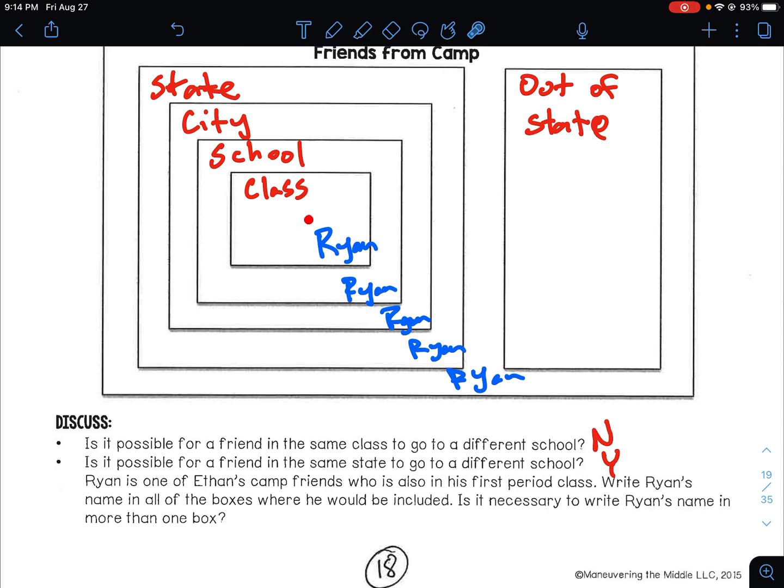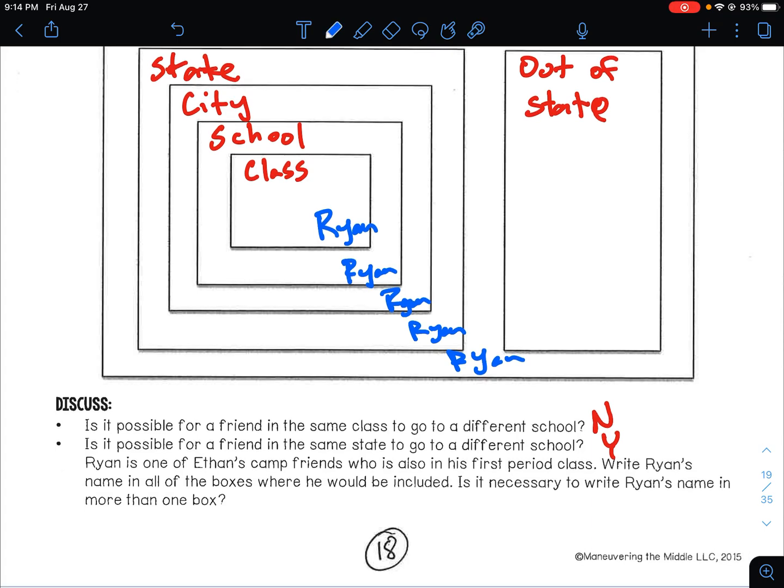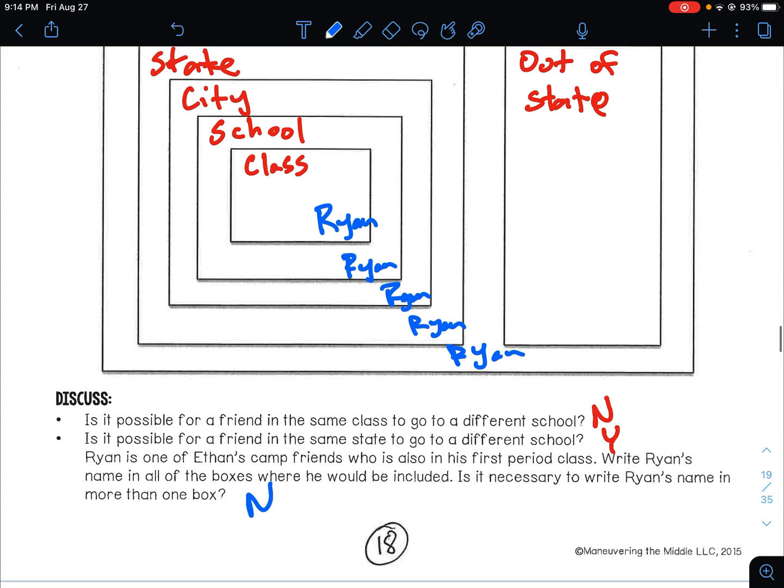So if he's in the middle, he's in all the boxes already except for the out-of-state box. If he's in the school box, because he only goes to the same school but has no same classes as him, well, then that means he's in the same school, city, state, and friends from camp box, but not in the class box. So the answer is no, not necessary.